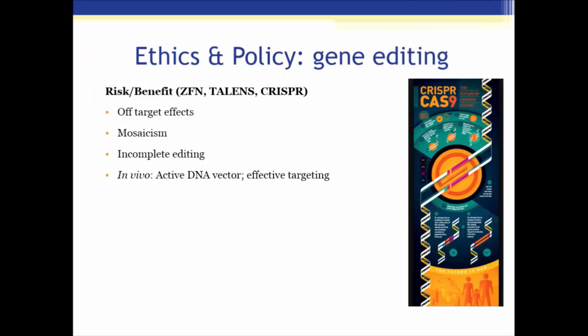So again, what sort of issues does this raise for ethics and policy? Well, we've talked today about some of the possible downsides of the risk in genome editing technologies, the off-target effects, mosaicism, where some cells are edited, some are not. Incomplete editing, the efficiencies, of course, need to be improved. And then, of course, in vivo approaches, the fact that we might have an active DNA vector.